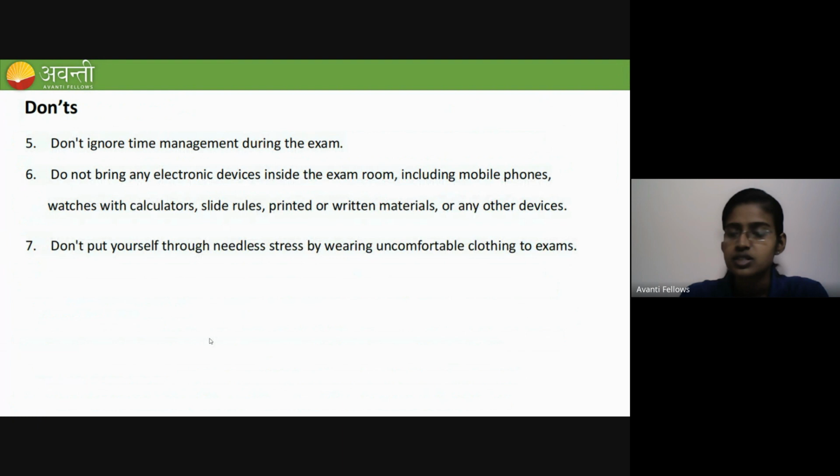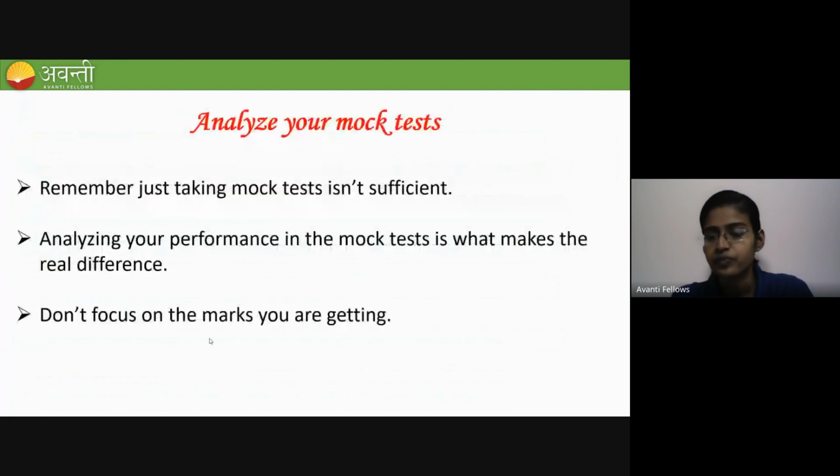that you have to follow during your examination and in the examination hall. Then before that, you have to take some mock tests. I told you that you have to attempt some computer-based mock tests. While doing that, you have to analyze your mock test. You should not just simply write the test and come out. You have to analyze. Just attempting the mock test is not sufficient.